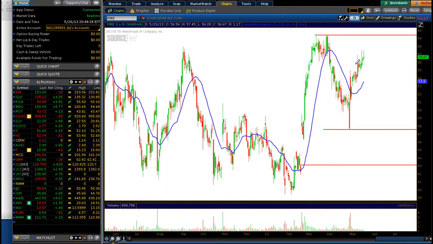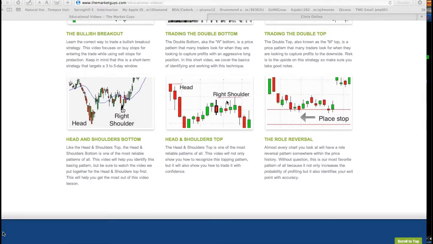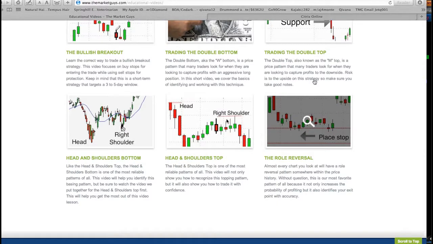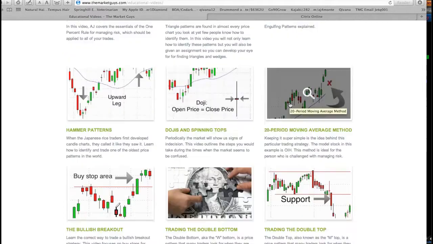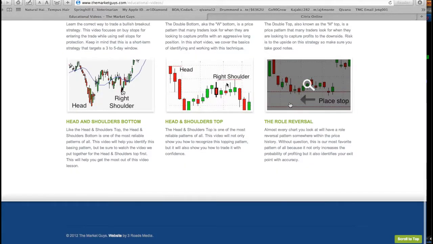So again, I can't get myself to even find an entry point on that one until it gets down here to 43, where that gap fills. Let me go back and review for you the Market Guys site so you can see where to get the lesson on spinning tops and dojis, right in the middle of the page. This is a 3 to 4 minute lesson on what a doji is and what a spinning top is and the significance of that.